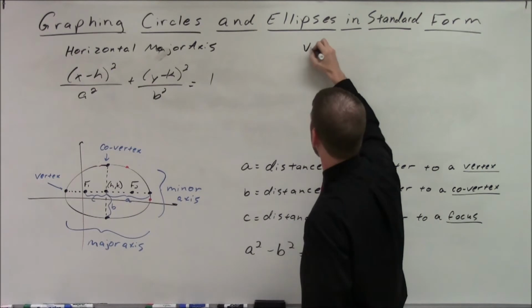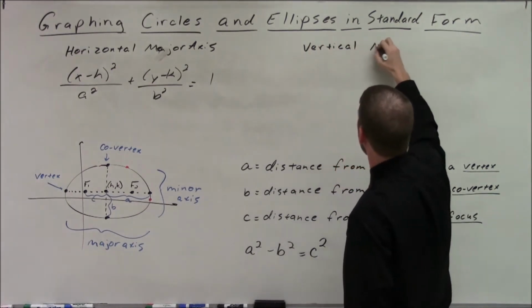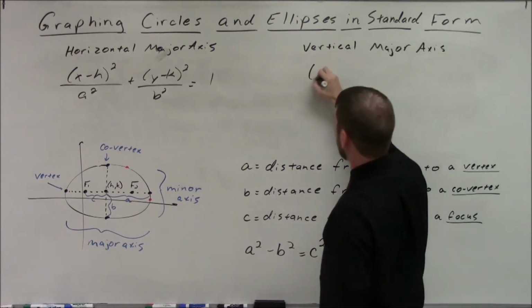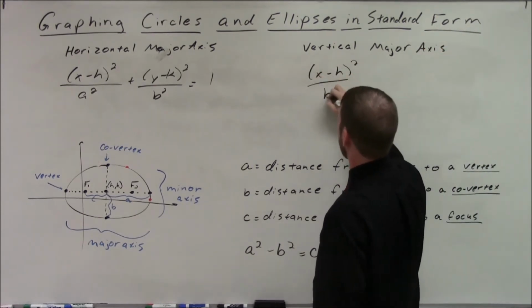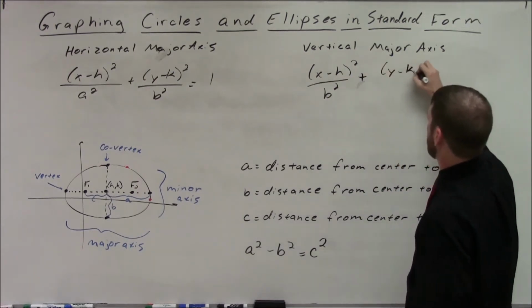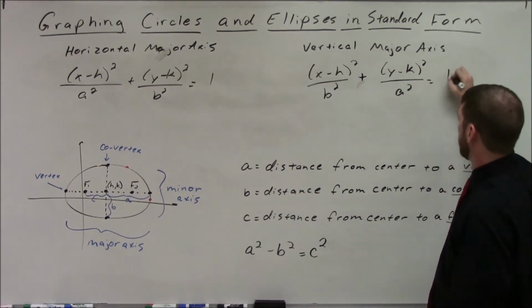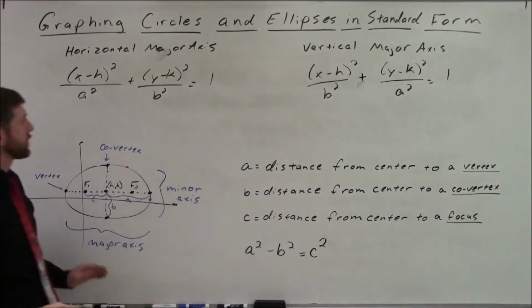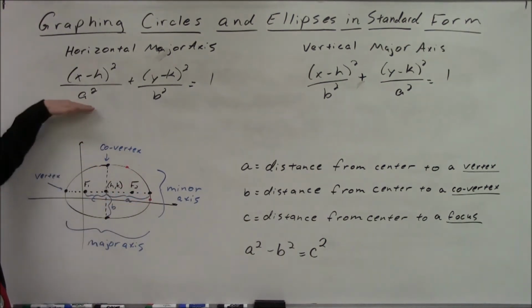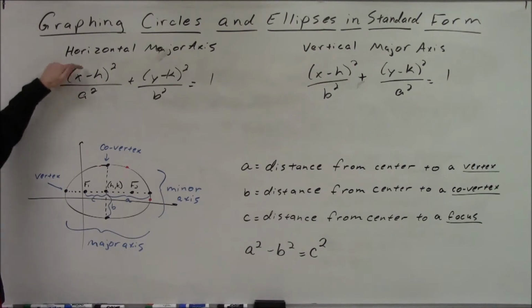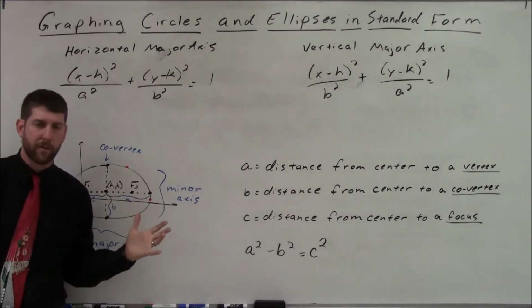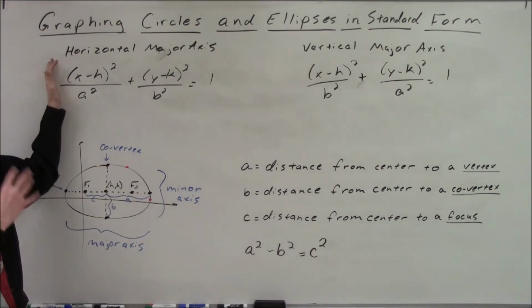If I have a vertical major axis, we're going to get x minus h quantity squared over b squared plus y minus k quantity squared over a squared equals 1. So as you can see, A is the distance from center to vertex. It's our longer distance. It's our bigger value. So whatever variable A sits underneath, the bigger number sits underneath, it's going to get stretched out further. Because these are just our transformations. Same transformations we've worked on.